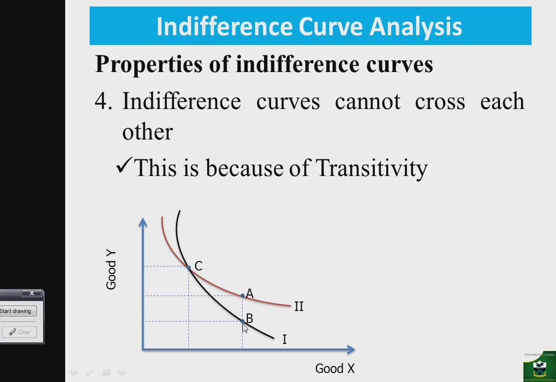However, bundle A and bundle B are on different indifference curves. Bundle A is on indifference curve 2 and bundle B is on a lower indifference curve 1, which means that A yields more utility to the consumer compared to bundle B. Don't you think this is contradicting itself? Because if A and C have equal utility and B and C have equal utility, it simply means that A and B should also have equal utility. Therefore, because A and B are giving us different utility levels, this gives us a problem in the analysis. Therefore, indifference curves should not cross.